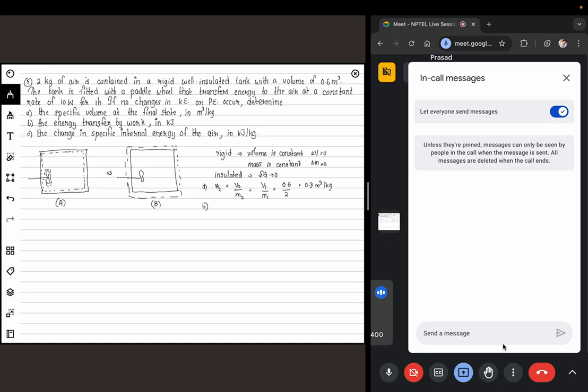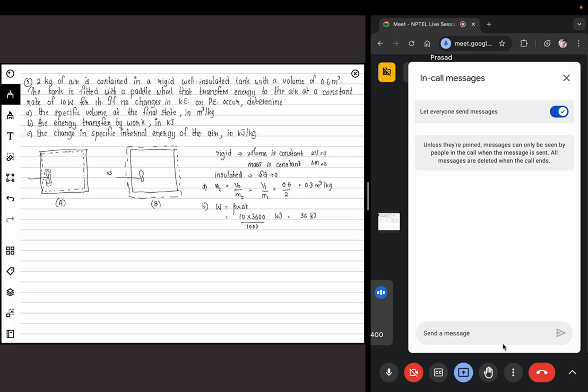So what is the work done? Work done is essentially your power times delta T, and the power is given as 10 watts and the time is given as 1 hour. So I'm just converting into seconds and dividing by 1000 to convert everything to kilojoules as asked in the question. The only thing that we need to take care of is the sign.